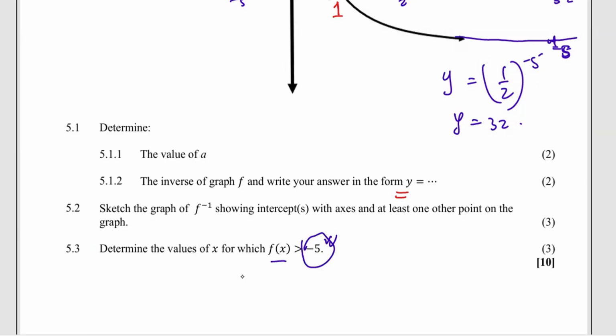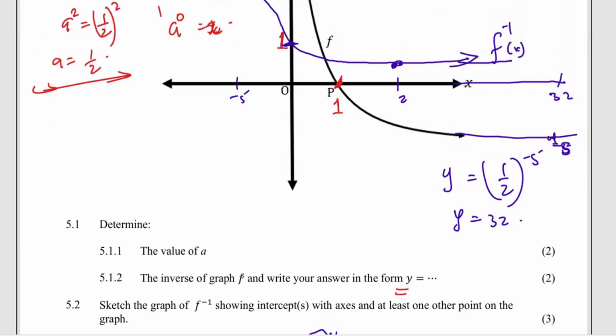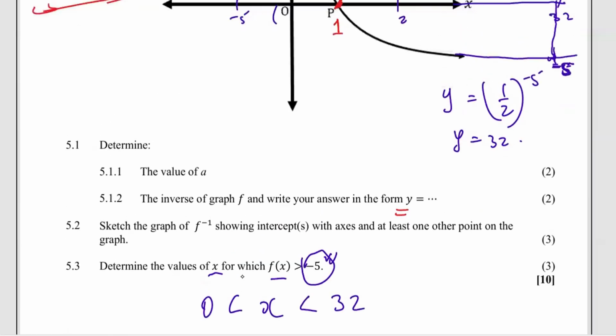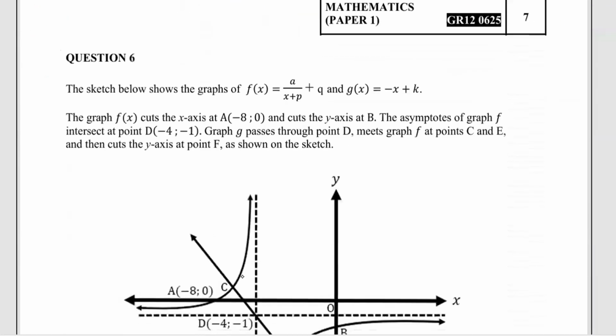Yes. Now they're asking us, for which values of x will the graph be greater? So meaning above negative 5. So at 32, the graph is at negative 5. For it to be greater, we're seeing that x is less than 32. So between 0 and 32. So for me to answer that question, I'll say 0 is less than x is less than 32. All right, so that is how I would have answered that question, okay?